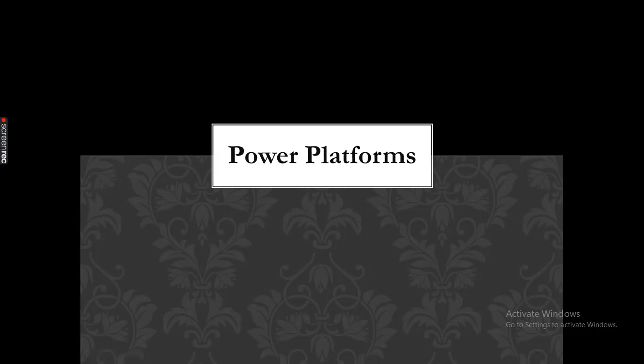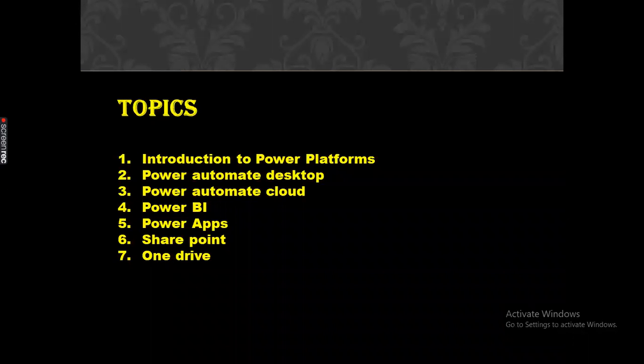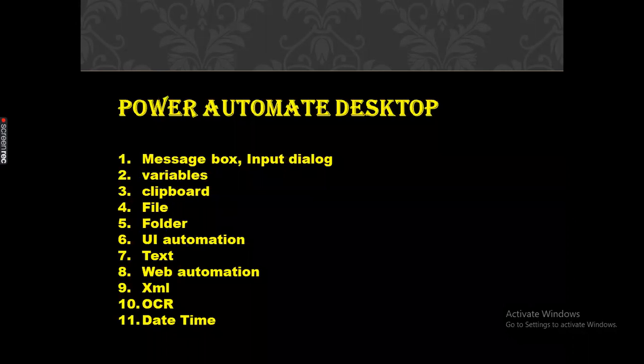As part of the Microsoft Power Platform series, we are going to learn Microsoft Power Automate Desktop first. We have already covered a few scenarios in Microsoft Power Automate Desktop, that is message box, input dialog, variables, clipboard, files. And we are still discussing the files concept only. As part of this series, we are going to cover the basic functionality of that particular command, best practices, and how we can utilize this in real-time scenarios.